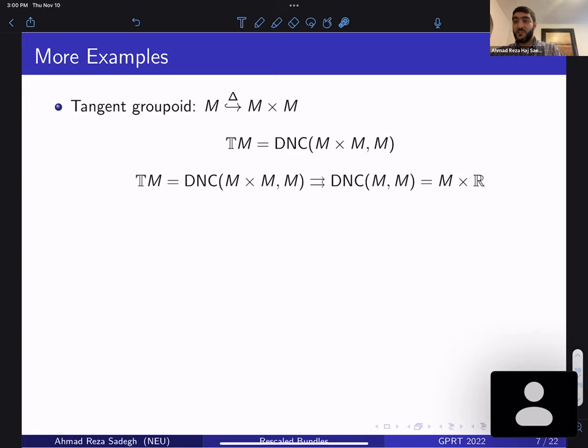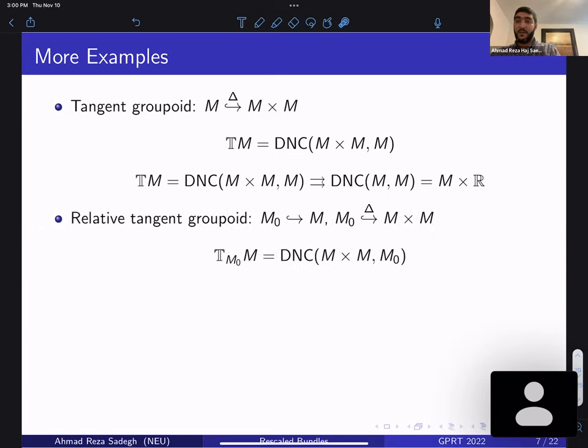The groupoid structure of it, if you know what a groupoid is, essentially comes from functoriality of DNC. DNC is a very well-behaved functor, and essentially it's going to give you a groupoid. Basically, the tangent groupoid TM has the object space M times R, as you see at the end. And over the nonzero part, it's basically a family of groupoids, which also form a smooth groupoid.